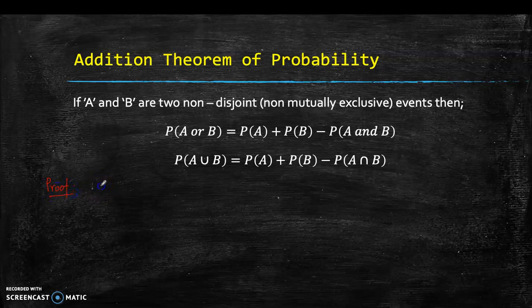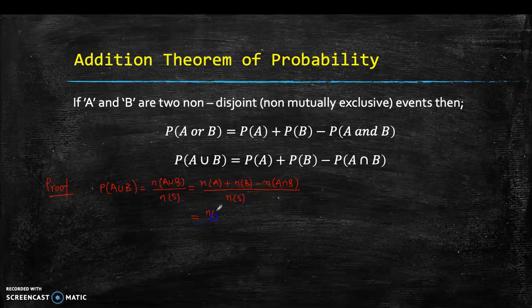I'll take the left hand side, the probability of happening of A union B. That is given by the number of favorable cases of A union B divided by the total number of cases, where S represents the sample space. The numerator can be written as the number of elements in A plus the number of elements in B minus the number of elements in A and B, or A intersection B, that means the members which are in common, divided by the total number of cases.